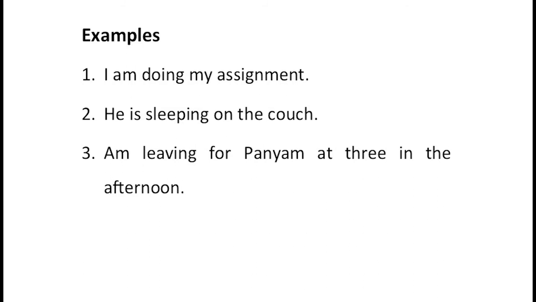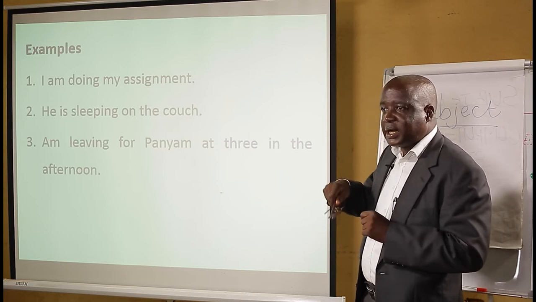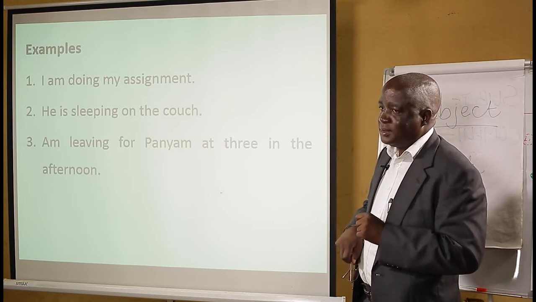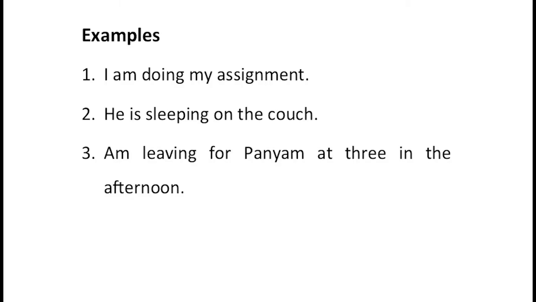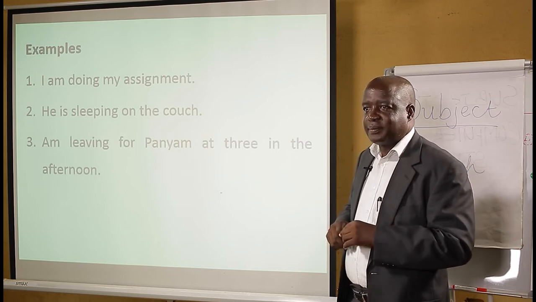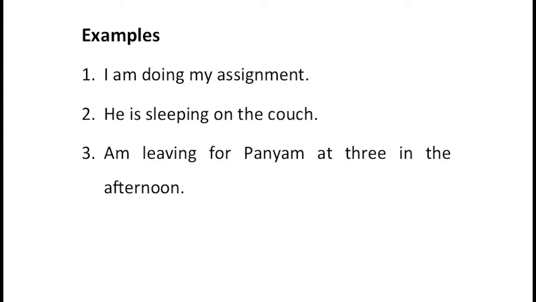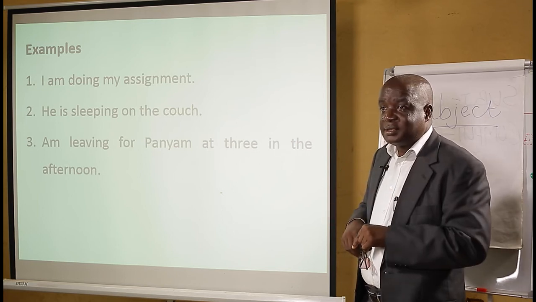Examples. 1. I am doing my assignment. The assignment is going on currently. That is why the speaker says, I am doing my assignment. It is still currently taking place. 2. He is sleeping on the couch. The action is still ongoing. 3. I am leaving for Panyam at 3 in the afternoon. This is now an arranged future because it has not taken place yet, but is going to happen.